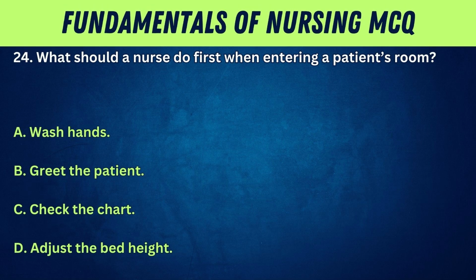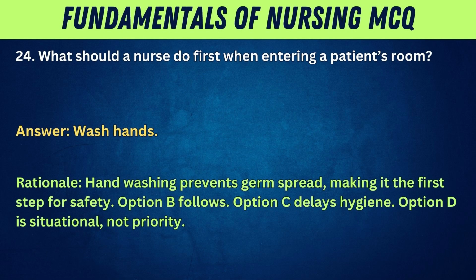24. What should a nurse do first when entering a patient's room? A. Wash hands. B. Greet the patient. C. Check the chart. D. Adjust the bed height. Answer: wash hands. Rationale: hand washing prevents germ spread, making it the first step for safety.